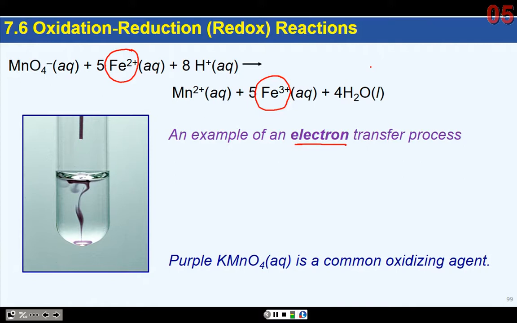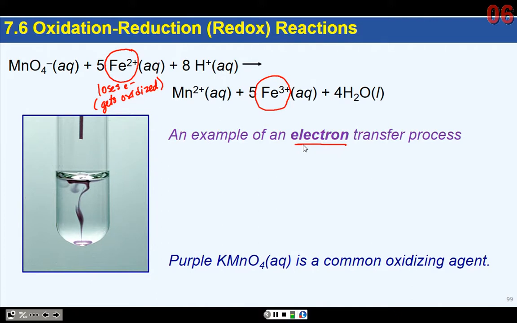Now, the whole transfer here is a little bit obscured, and we'll learn as we go later how to explain that. But iron 2 loses an electron, so it's getting oxidized and becomes iron 3 in this process. So it's an electron transfer process.